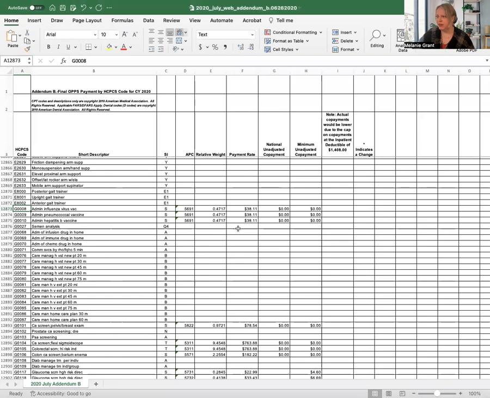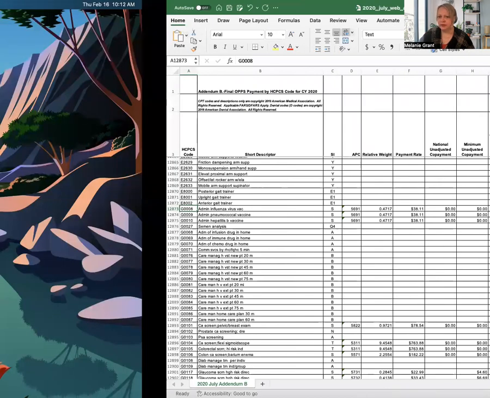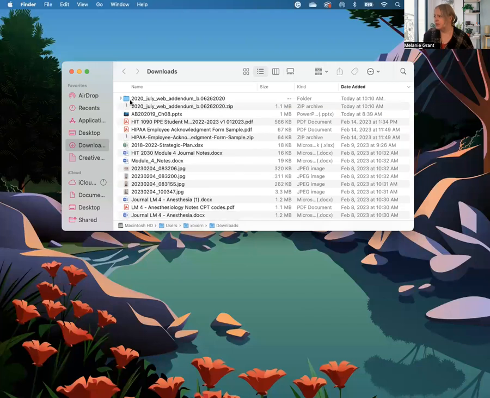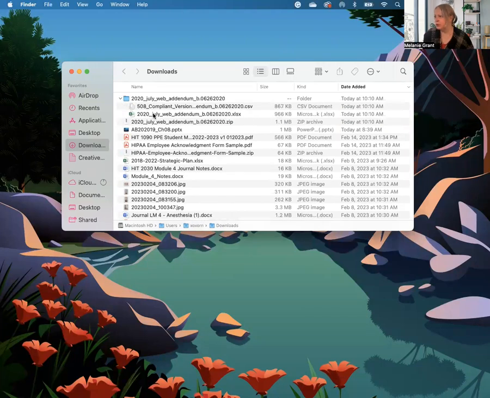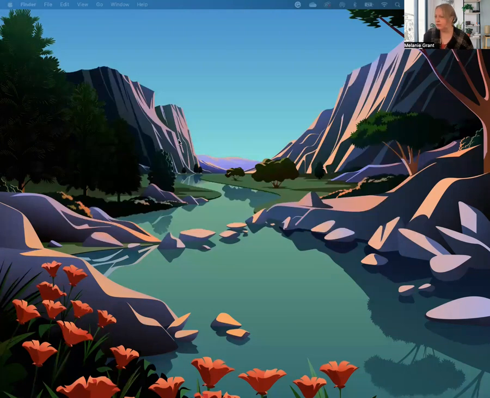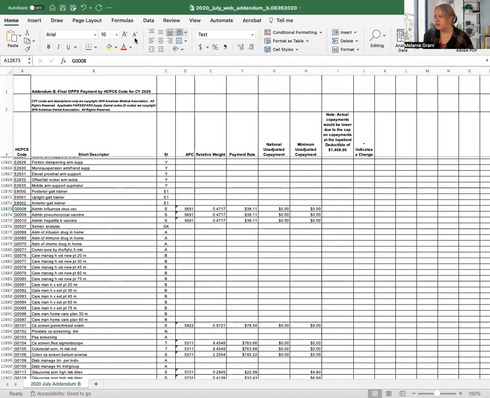As a zip file, I'll show you here. When you have this zip folder in your downloads, you'll just open it and search for the Excel document. This is the easiest to read in your downloads. This document here is the Addendum B as released in July of 2020. These are constantly updated as we learn.